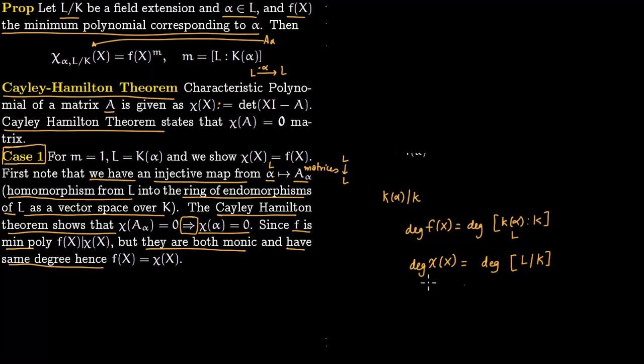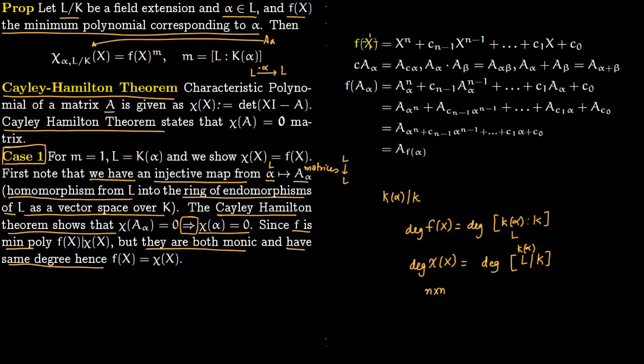So if this dimension is n, our matrix would be n by n, and therefore the degree of the characteristic polynomial would be n. So here we are taking L as K alpha again. So degree of both these are the same, both of them are monic. So if f of x divides chi of x, both of them are monic, both of them are the same degree, it has to be the case that f of x is equal to chi of x. Now the only thing left is to show this implication.